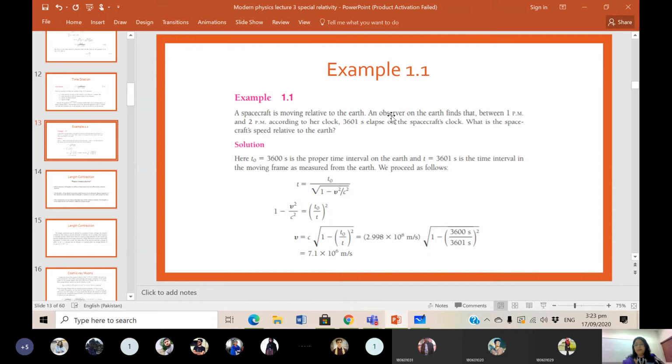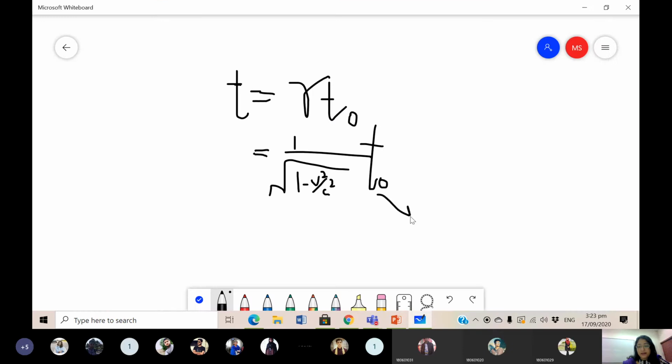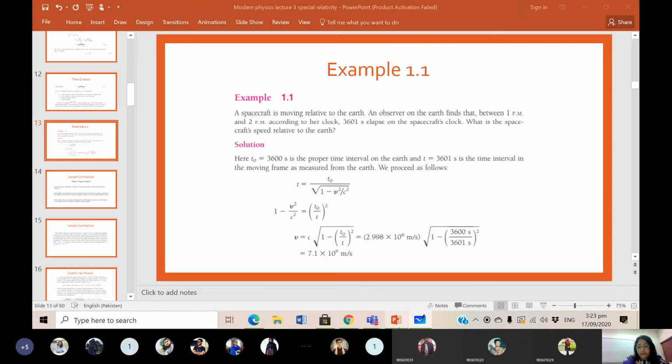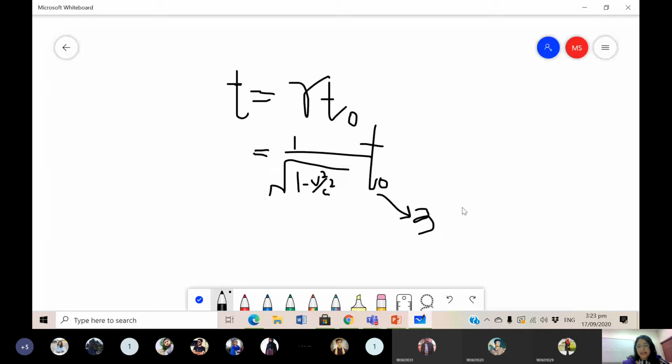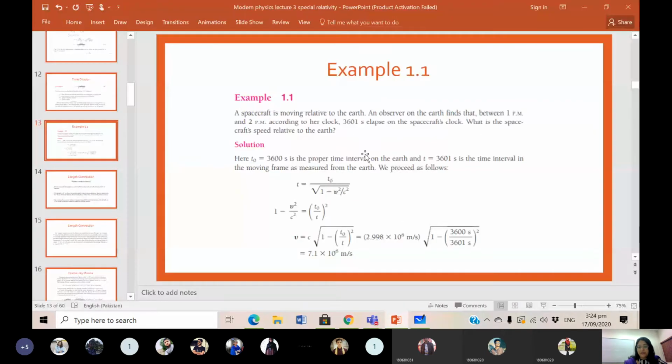Okay? So for the spacecraft, this T0 is 3,600 seconds, because for the person on the spacecraft, 1 hour has passed. But for the person on the Earth, more time is seen. So the time on the spacecraft was actually 1 second more. So now they're saying, can you calculate the velocity of the spacecraft, the spacecraft speed relative to the Earth.